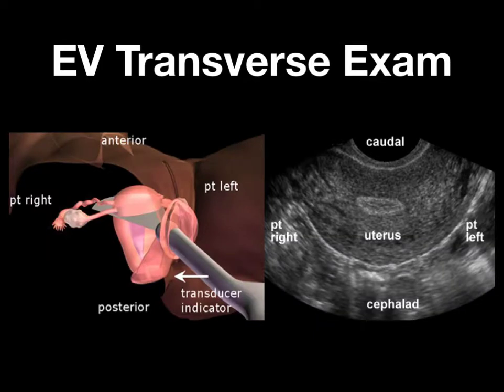The endovaginal transverse or coronal exam is going to be performed by taking the transducer indicator and going from the 12 o'clock position, where your thumb would be pointed up at the ceiling, to the 9 o'clock position, where you have the indicator directed towards the patient's right thigh. And that's going to provide you with the following image. The transducer's in the vaginal canal, so this is caudal.